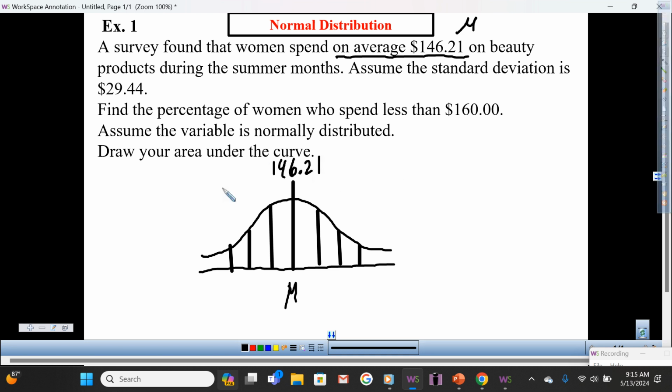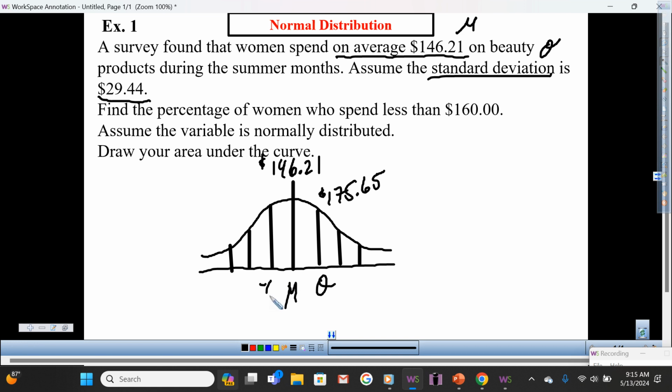So that's 146.21. Let me move this down a little bit. $146.21. All right. Then it reads, on beauty products during the summer months, assume the standard deviation is 29.44. So we have a standard deviation, 29.44. Calculators calculate 146.21 plus 29.44. What's our first standard deviation up? 175.65. All right. So that's our first standard deviation.